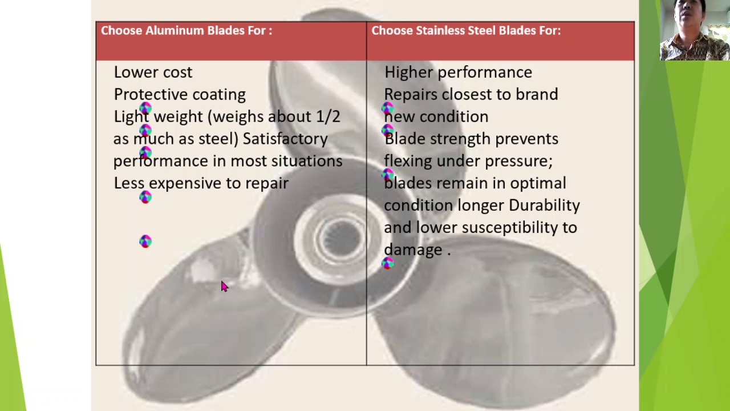So we have also here a choice of aluminum: lower cost, protective coating, lightweight, about half as much as steel. Satisfactory performance in most situations, less expensive to repair. Choose stainless steel blades for higher performance; repairs close to brand new condition. Blade strength prevents flexing under pressure, so blades remain in optimal condition, with longer durability and lower susceptibility to damage.